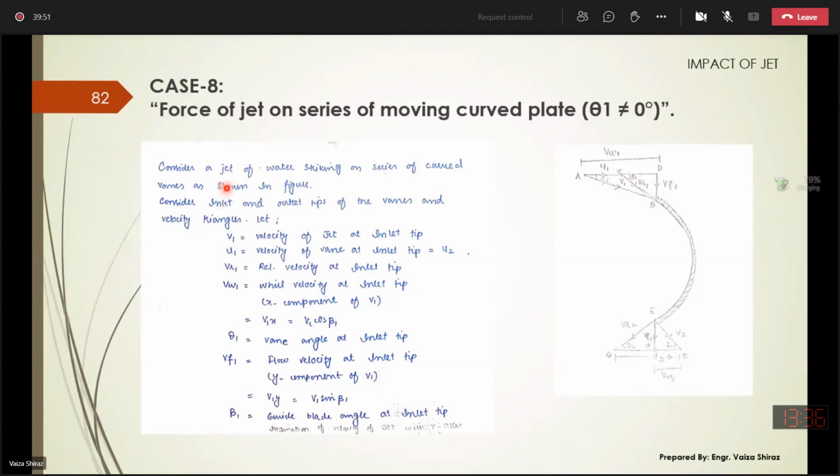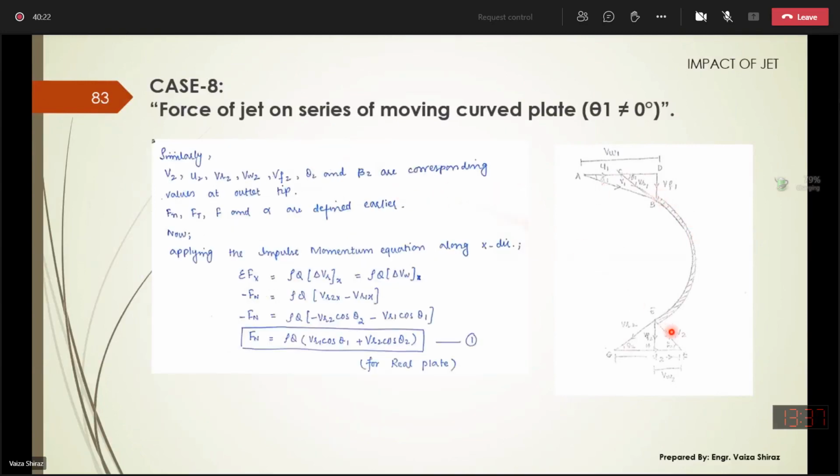So consider a jet of the water striking on the series of the curved plates as shown in the figure, and consider the velocity triangles at the inlet and outer tip. So same parameters, exactly the same parameters that I have just discussed with you. And can you recall which machine this bucket is similar to? It is similar to the bucket of turbo turbine. So this is giving you the relation for the efficiency of the turbo turbine. The last one was giving you the half bucket of the cultivator.